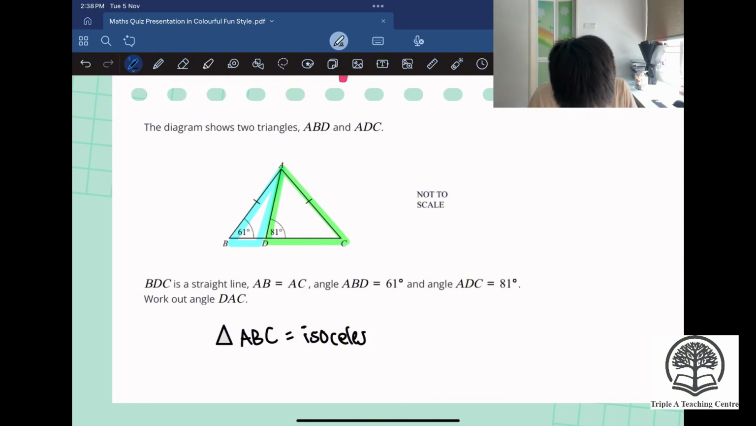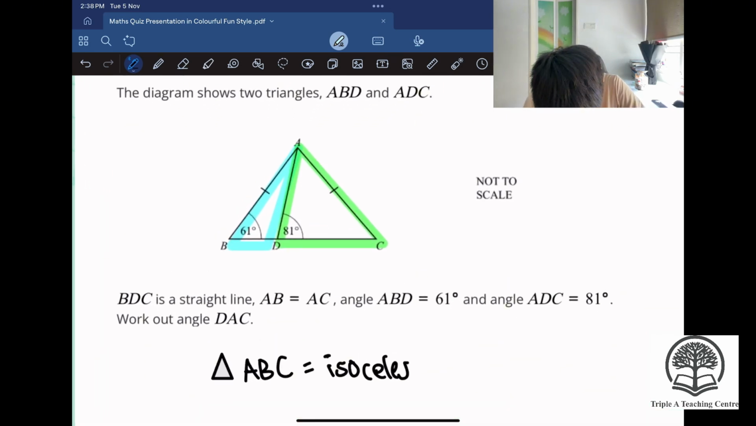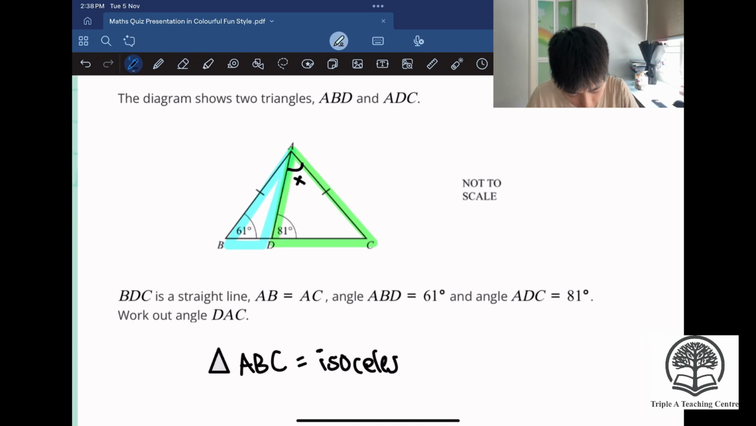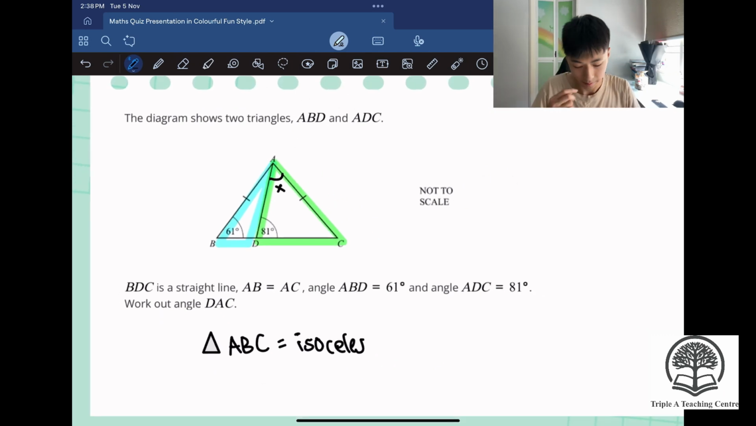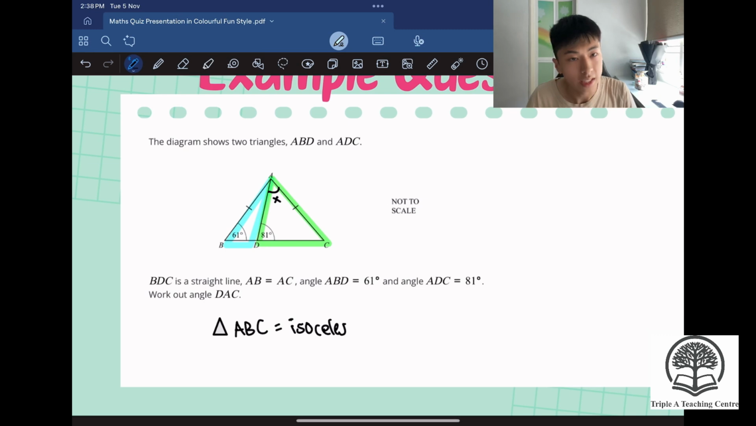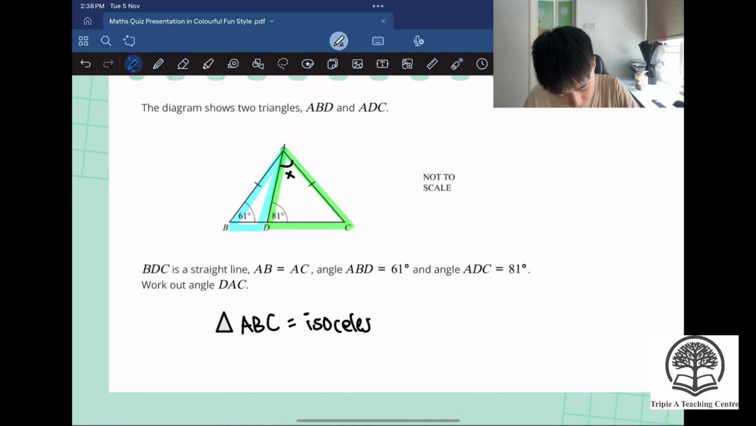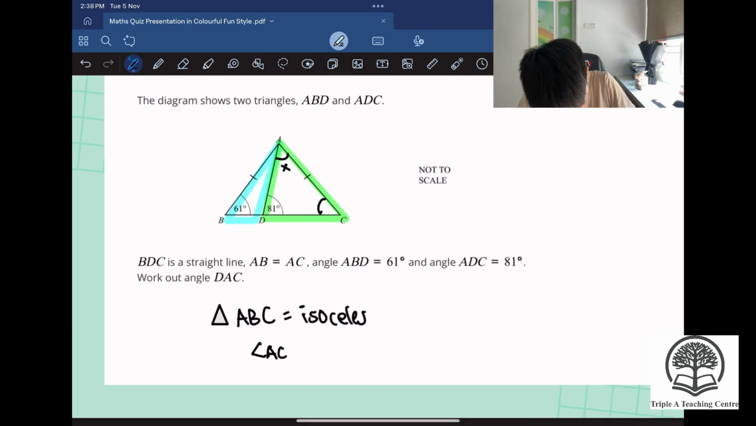Okay, ABD equals 61. Work out angle DAC. Where's DAC? Okay, DAC is this angle over here. We need to work out this. So how do we begin? Well, as we said, ABC is an isosceles triangle. Hopefully you already figured out by now that this angle over here will be equal to 61 also. So angle ACD equals 61 degrees, because this whole triangle is an isosceles triangle. So let's write that down, 61 degrees.